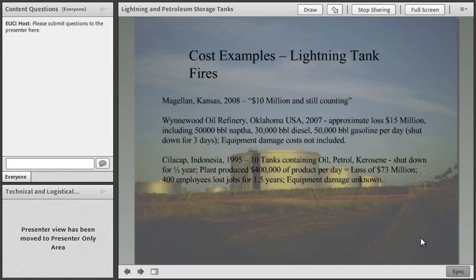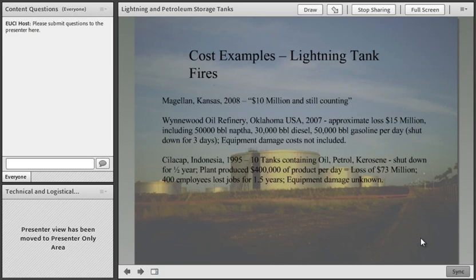Here's another example, and quite frankly, in this particular case, the end user was a company named Magellan, and they have since become customers of ours. They had a tank fire in 2008, and the cost of that tank fire was at least $10 million. These costs would include the cost of the lost product.